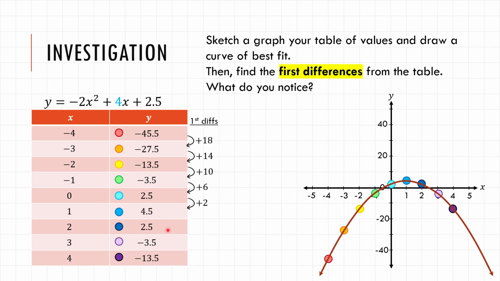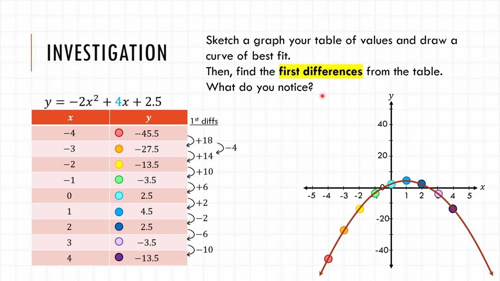But now notice the points have started to decrease in their y values. Now I'm actually subtracting 2. And then to get from 2.5 to negative 3.5, I actually have to subtract 6. And then I have to subtract 10 to get to negative 13.5. So hopefully you were able to do something like this. And if not, pause the video here and go ahead and complete all of your first differences. And then think about this question: what do you notice?